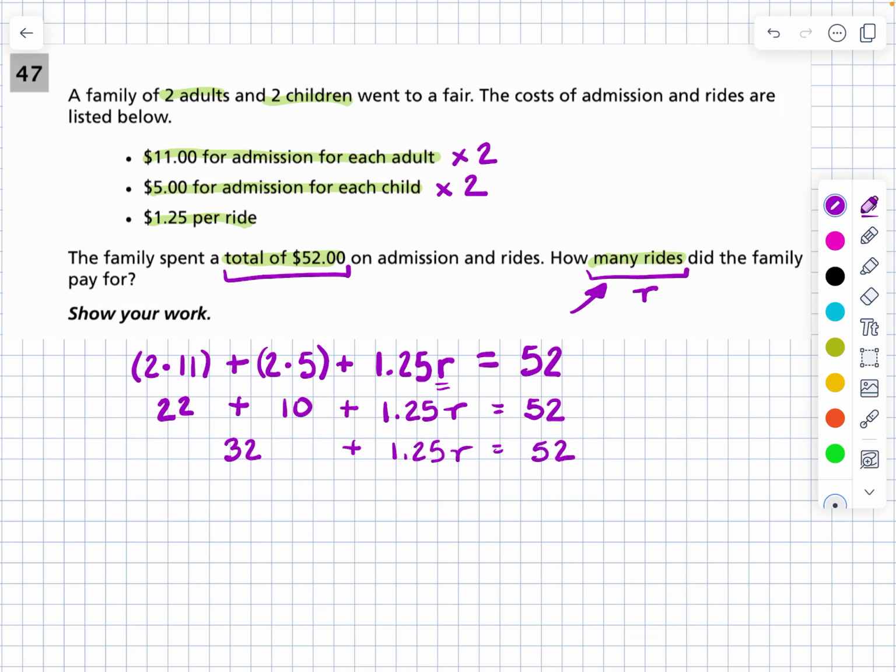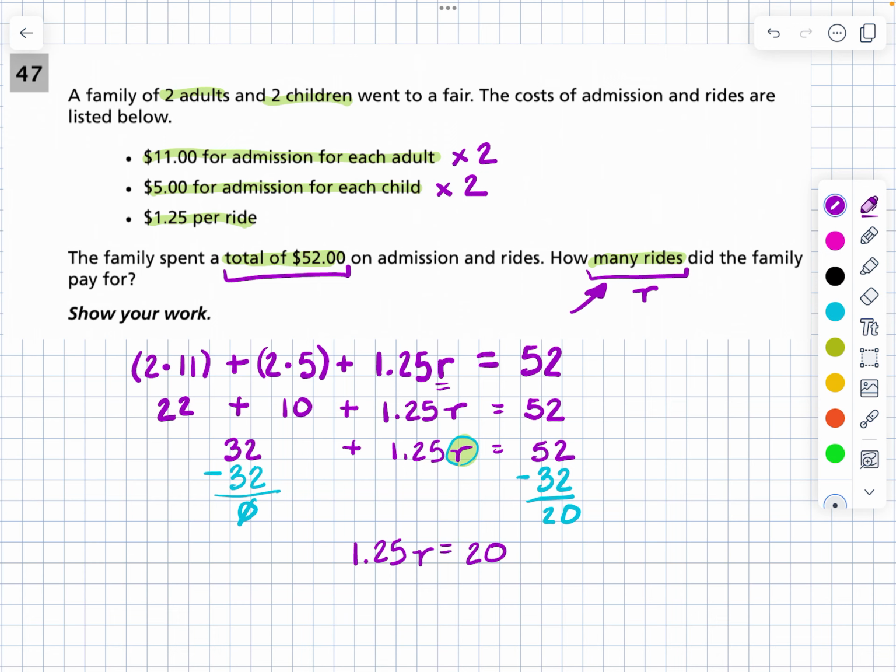Okay, so now the goal is to isolate r. In order to do that, we're going to have to do this in stages. The first thing we need to do is get rid of the 32 on the left-hand side of the equation because we're trying to get that r by itself. So we have to subtract 32 from both sides of this equation. And 52 minus 32 is 20. Now let's rewrite this: 1.25r is equal to 20.